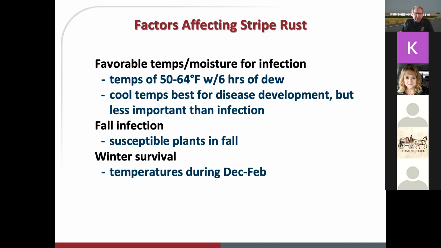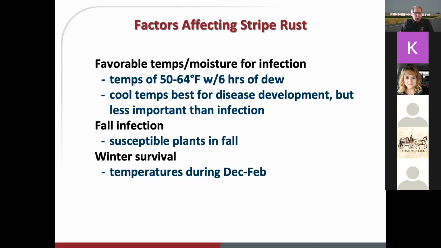Fall infection of susceptible plants is really critical because the only place that the stripe rust fungus overwinters is on a living plant. And so the fall sown crop is infected by spores that are being produced on spring crops that are later maturing, later harvested. And so when those plants are infected in the fall, that's where the stripe rust fungus survives the winter. In the spring, then it starts to sporulate again on those infected plants and the spores spread and are what get the disease started in the following year.